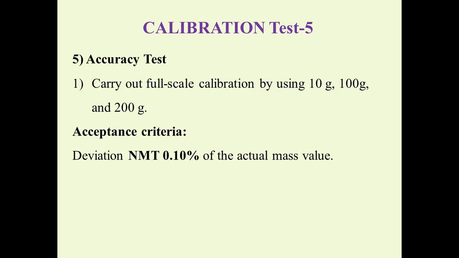Accuracy test. The accuracy of a balance is satisfactory if its weighing value, when tested with suitable weights, is within 0.10% of the test weight value. A test weight is suitable if it has a mass between 5% and 100% of the balance's capacity.